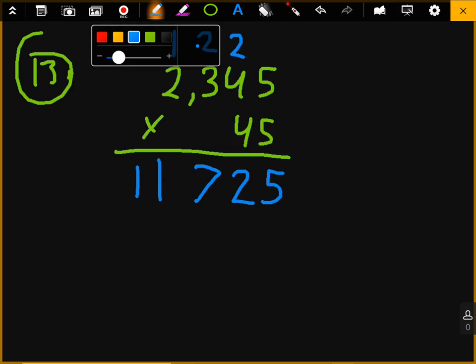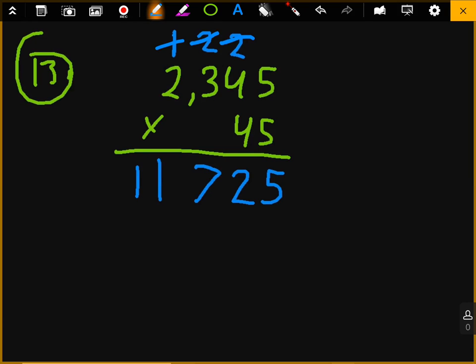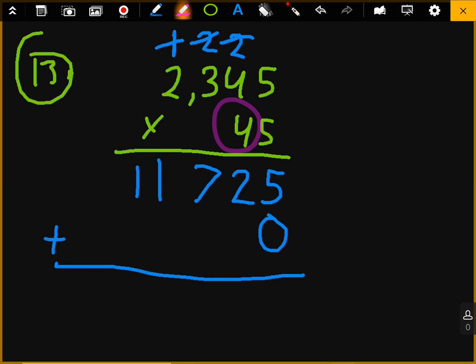So now I'm going to cross these numbers out, because I'm not going to need them for the next one. And I'm going to add a 0. Remember, we add a 0 because now we're going to be looking at the 4. The 4 is in the tens place, so we got to add a 0 to take that into account. Okay? And we're going to do 4 times 5, 4 times 4, 4 times 3, and 4 times 2. Okay? We're working right to left.